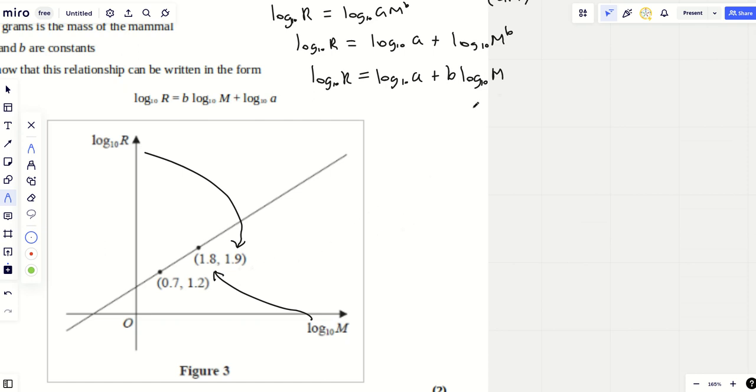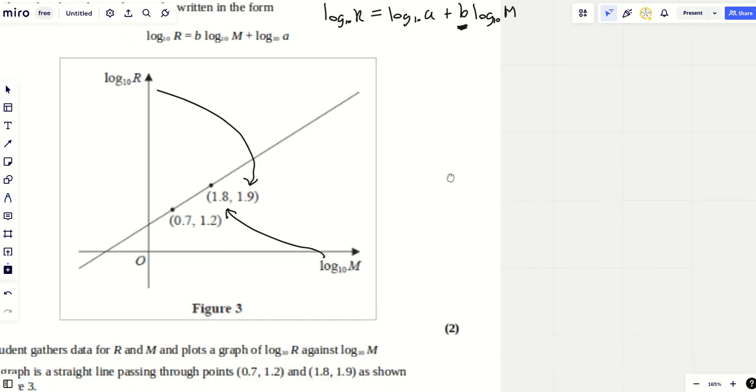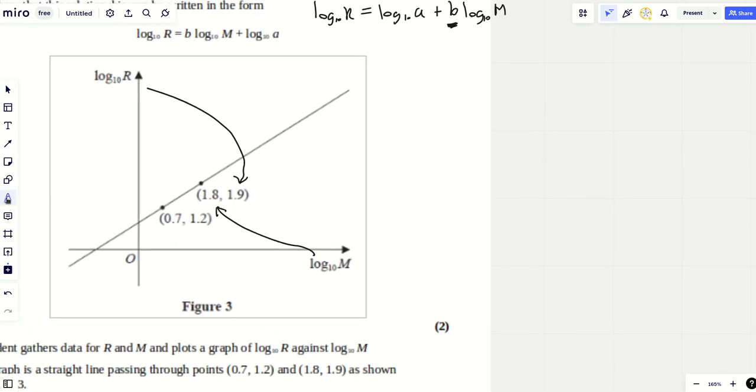So the other thing I know as well is the gradient of this graph is b, and the y-intercept is log base 10 of a. So if I'm going to do this, bear that in mind. I can easily work out the gradient. I can say b equals 1.9 minus 1.2 divided by 1.8 minus 0.7. And that gives us 0.7 over 1.1, or 7/11.